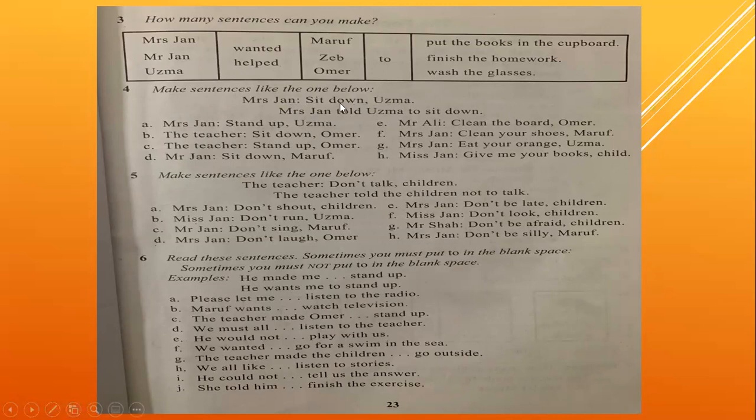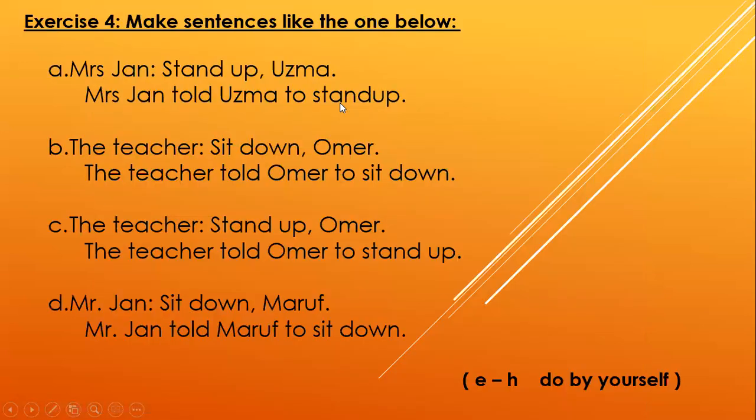Okay, do you understand this example? Okay, let's do the exercise. Now, A, Mrs. Jan: "Stand up, Uzma." One person to another person. How to write? Mrs. Jan told Uzma to stand up. The teacher is saying, "Sit down, Umar." The teacher is the one person, talking to another person, Umar. The teacher told Umar to sit down. For making these types of sentences, we are using "to".